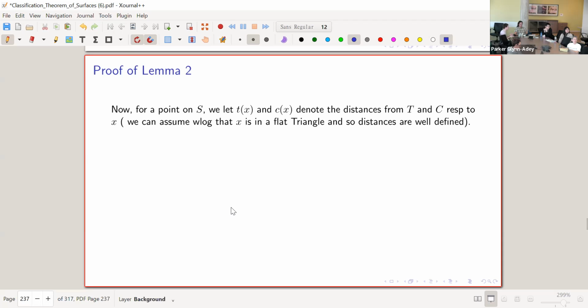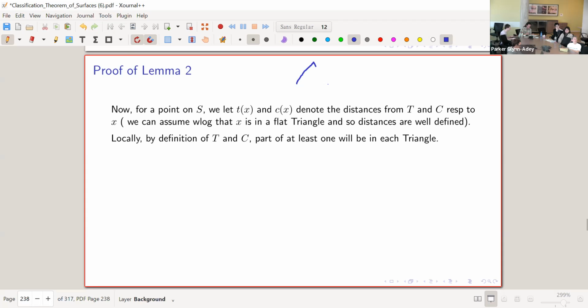Now for a point X on S, we're going to let Tx and Cx denote the distances from T and C respectively to X. We're going to assume without loss of generality that X is on some flat triangle so we can measure distances effectively. We can always assume we have a flat triangulation because the Euler characteristic is independent of the triangulation we choose. So locally, by definition of T and C, at least one of them is going to be on each triangle.